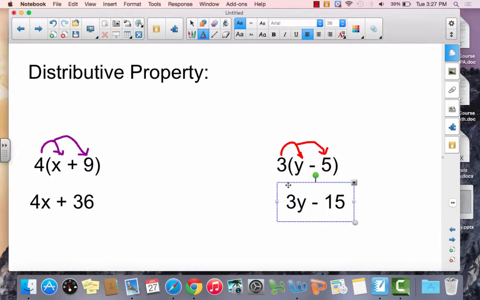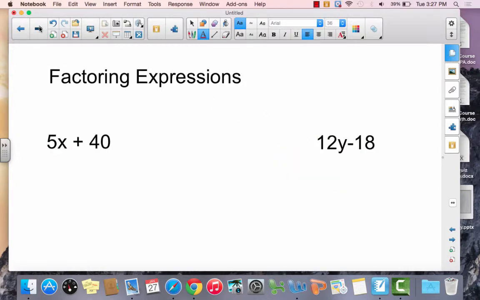When we factor expressions, we're actually going to be doing the opposite of the distributive property. So instead of giving you an expression with parentheses and simplifying it to eliminate those parentheses, I'm now going to give you the simplified expression and ask you to factor it, or to undo the distributive property and get back this original version. So here's how it works. We're going to use the cake method that we used with our GCF.